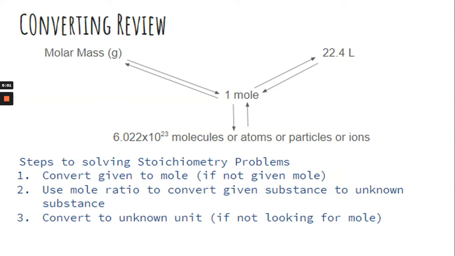So continuing stoichiometry, we've talked about mole to mole ratios. We've converted from grams to moles and moles to grams. In this lesson, we're going to look at converting from mass and volume and IPAM to one of the other three. So we're always going to follow the 3 steps: convert given to mole, use the mole ratio, and then convert to the unknown unit.